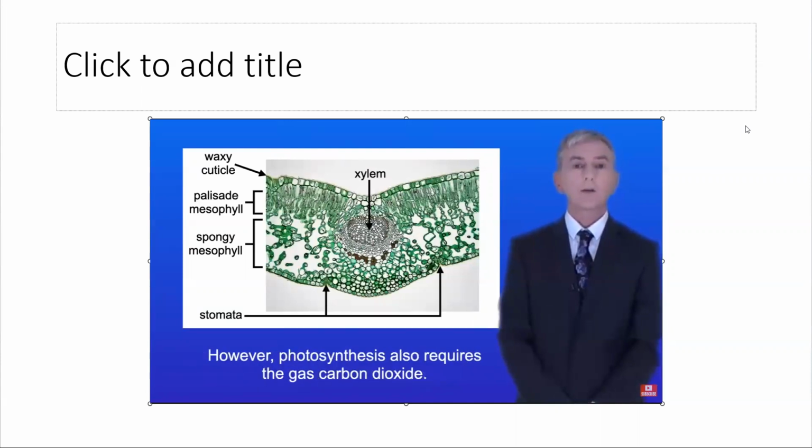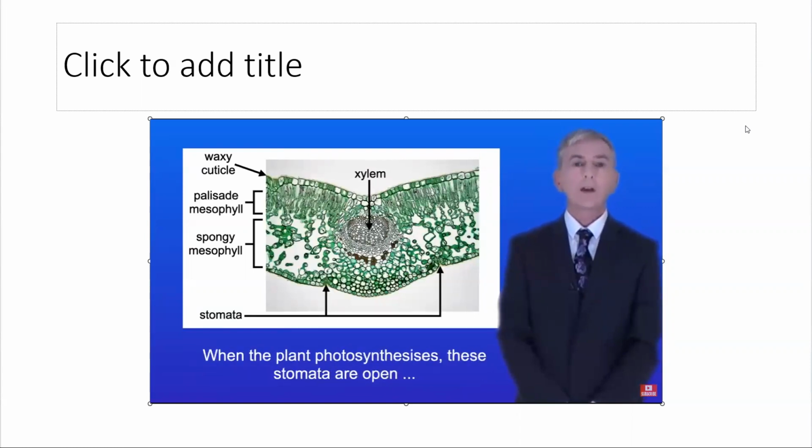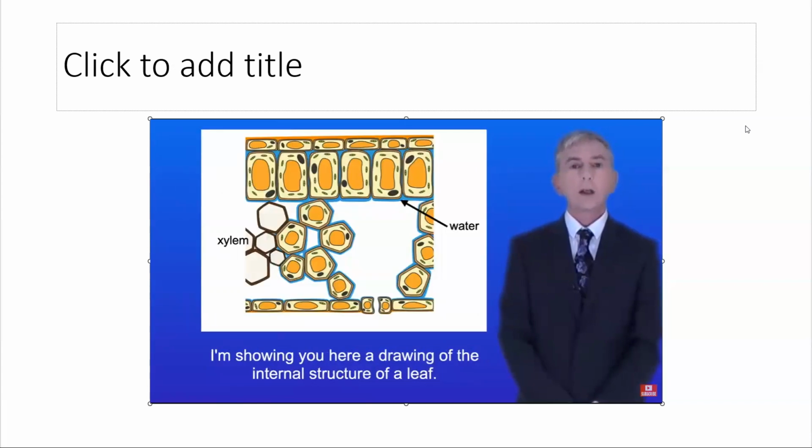So as we've seen, water is an essential reactant for photosynthesis. However, photosynthesis also requires the gas carbon dioxide, and this carbon dioxide diffuses into the leaf from the external air. Photosynthesis produces the gas oxygen, which diffuses out of the leaf. Now, on the lower surface of the leaf, we find thousands of tiny pores called stomata. And when the plant photosynthesizes, these stomata are open, allowing carbon dioxide to diffuse into the leaf and oxygen to diffuse out. I'm showing you here a drawing of the internal structure of a leaf.